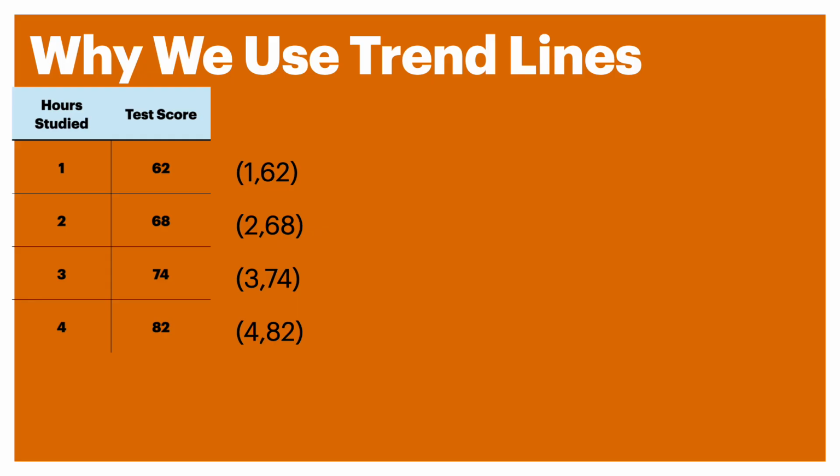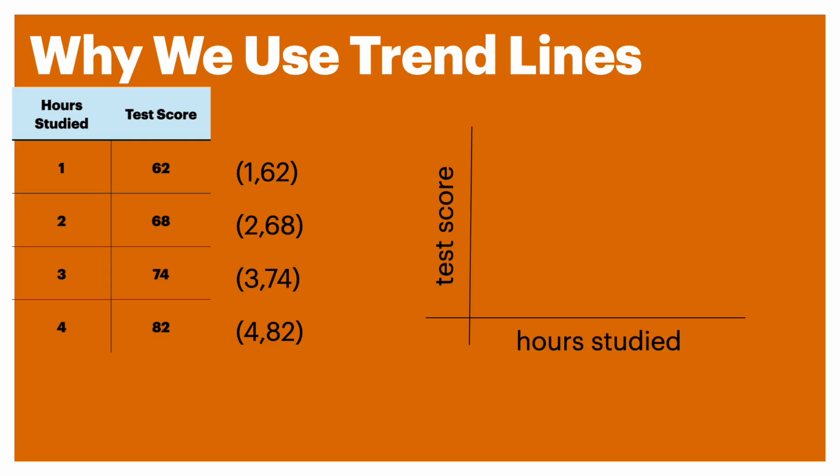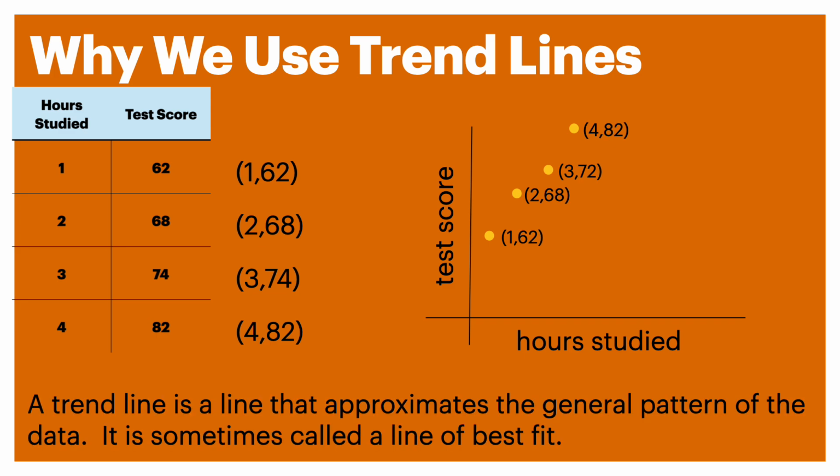So we turn each one of these points, each one of these observations in our two-way table, into a coordinate pair. We draw an x and a y axis and label them with the independent and dependent variables. Then we plot each one of these points on the axis, and if we choose, we will label the independent and dependent points. And then we put the trend line on there, and a trend line is used to approximate the general pattern of data in a scatter plot. And another name for a trend line is a line of best fit.